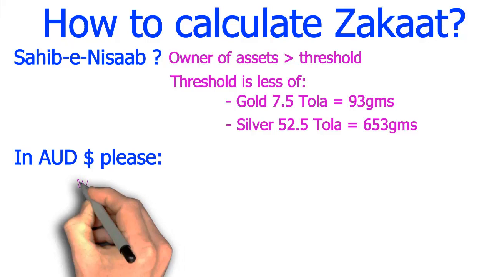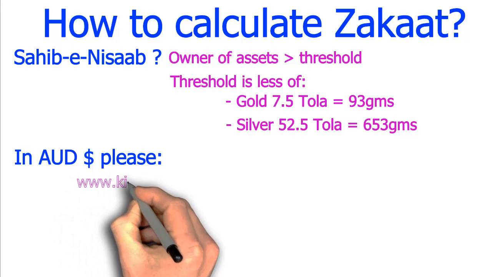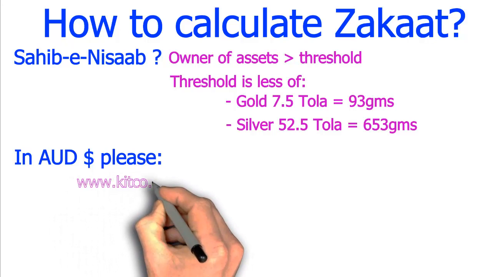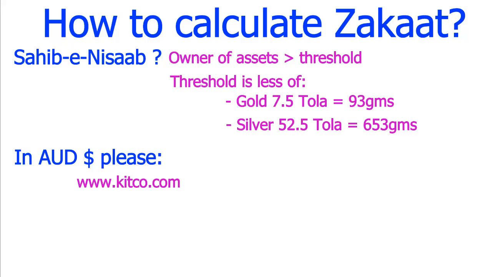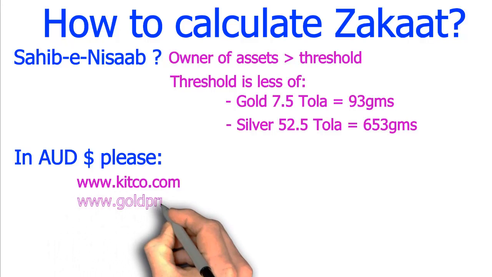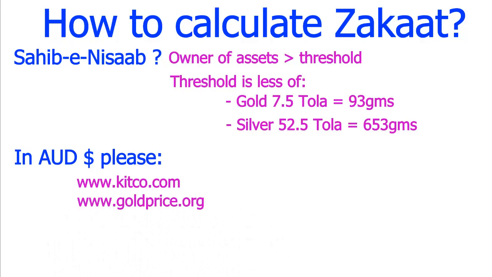And remember, when I'm saying this, I'm actually talking about the value of your assets. I haven't said which assets at the moment. We'll go into that in a little bit more detail soon. But what I now want to work out is how much value my assets need to be in Australian dollars in order for me to pay zakat. The way you can work that out is to go to one of these two websites. You can go to kitco.com or you can go to goldprice.org. So I'm just going to bring them up.